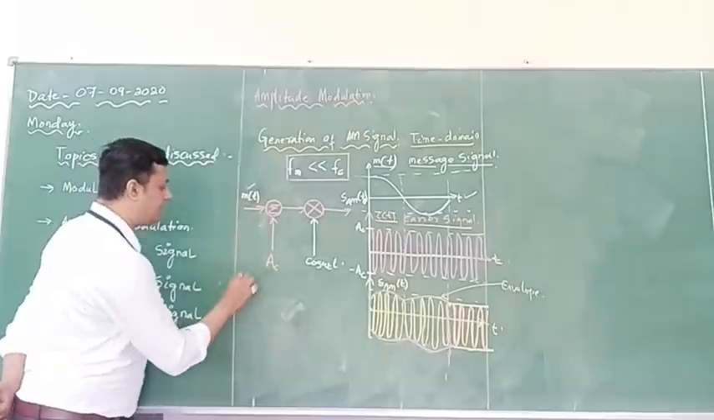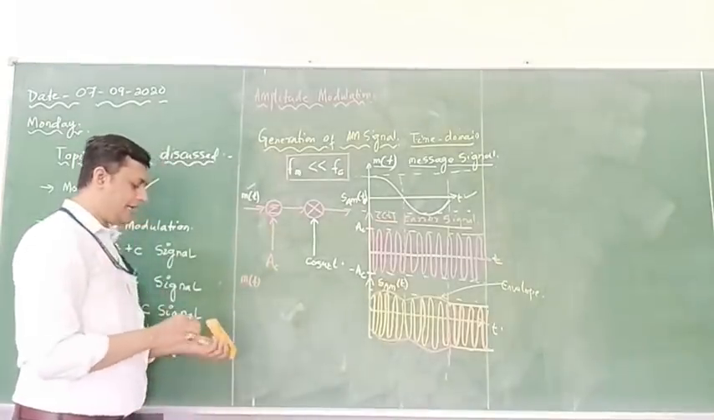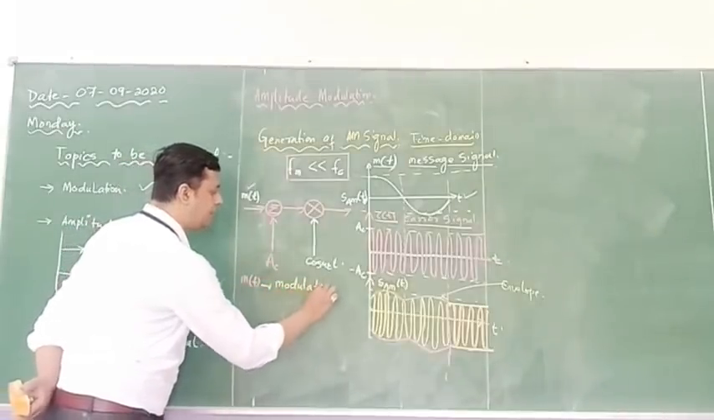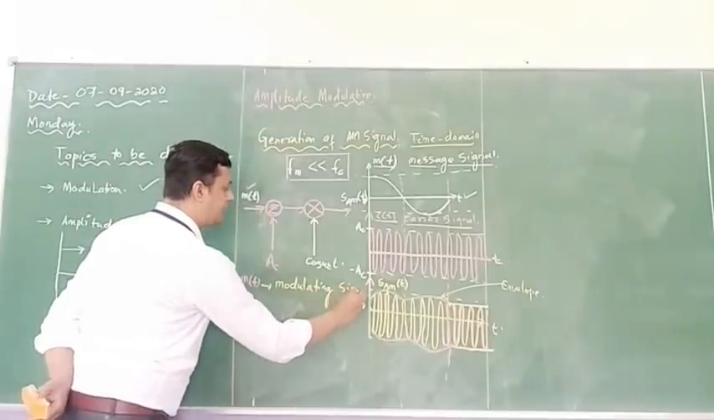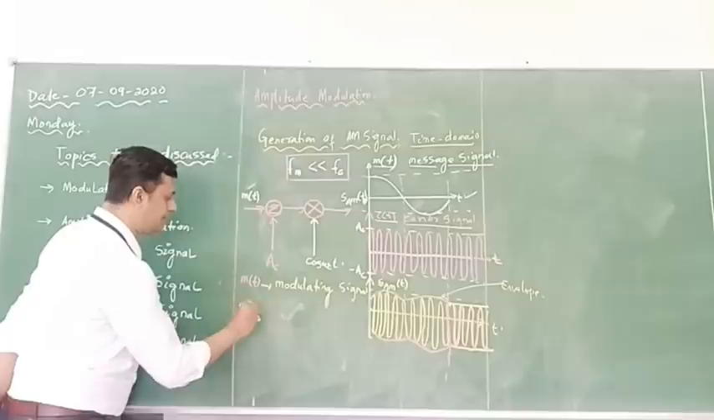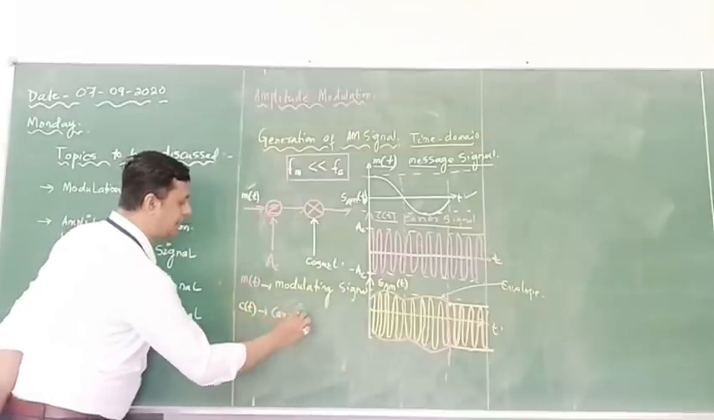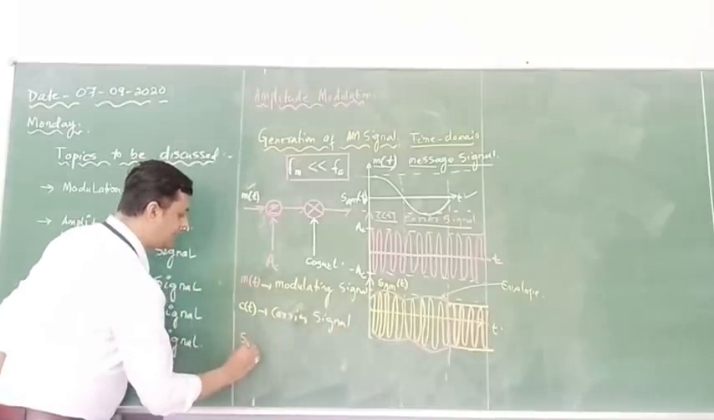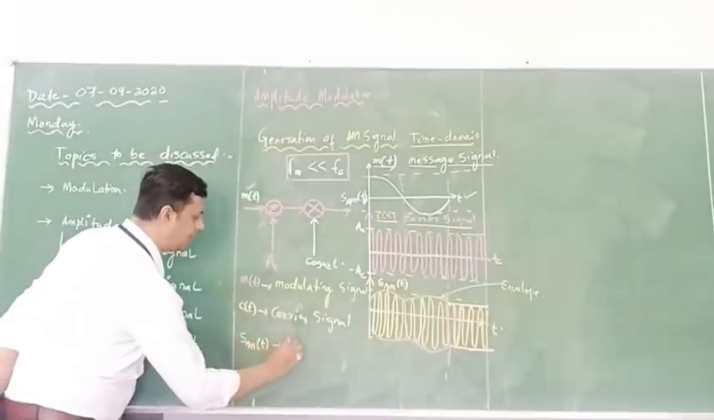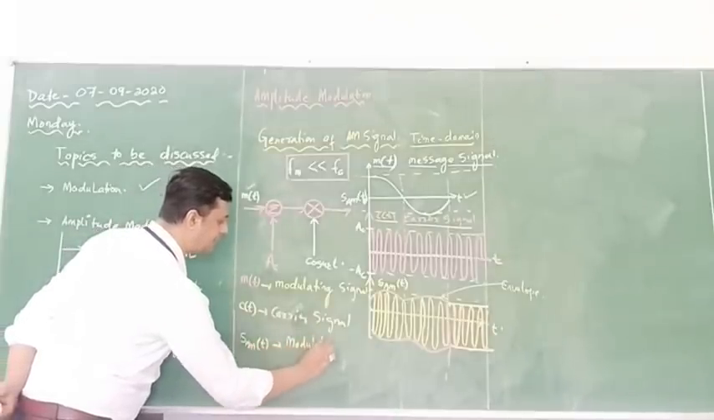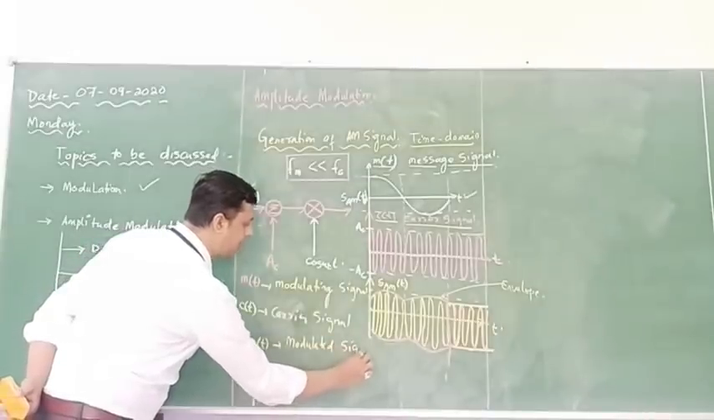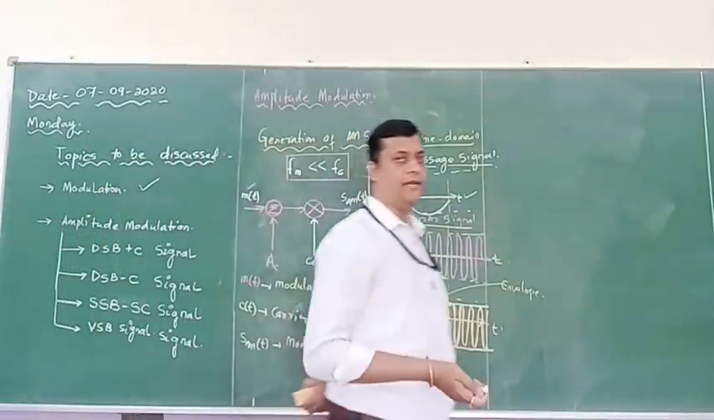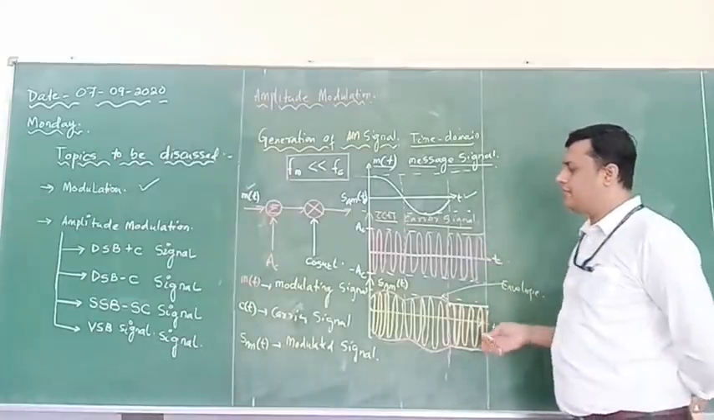So first, m of t. This m of t is called the modulating signal. So we will note down one by one. m of t is the modulating signal, c of t is the carrier signal, and s suffix AM of t is called the modulated signal. So these are the three basic components of modulation. Now we are going to represent all these things mathematically.